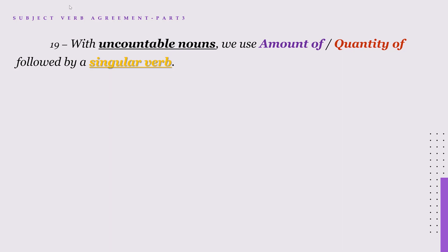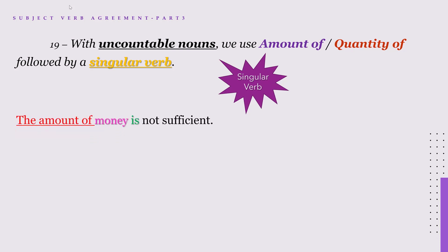With uncountable nouns, we use amount of or quantity of followed by a singular verb. The amount of money is not sufficient. As you know, money is an uncountable noun. Amount of money is used to refer to money, that is a singular subject. So the verb agrees with the singular subject to maintain subject-verb agreement.